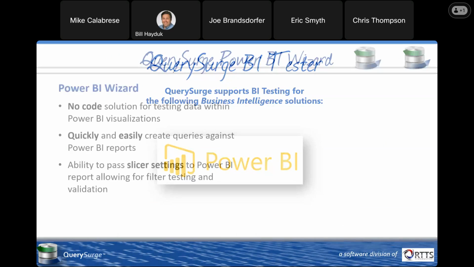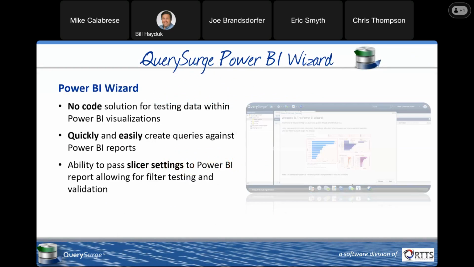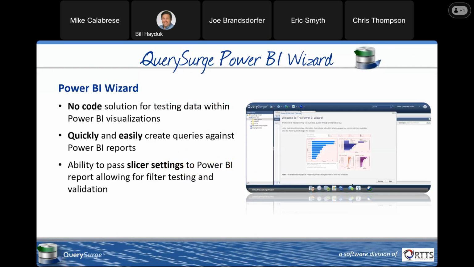And the reason we are is because we have a brand new feature called the Power BI Wizard. And this really simplifies the process of being able to create tests in QuerySurge against your Power BI visualizations. It also has the ability to pass in slicer settings, so you can do those different types of filter testing and validations for all your reports within your Power BI workspace or reporting suite.